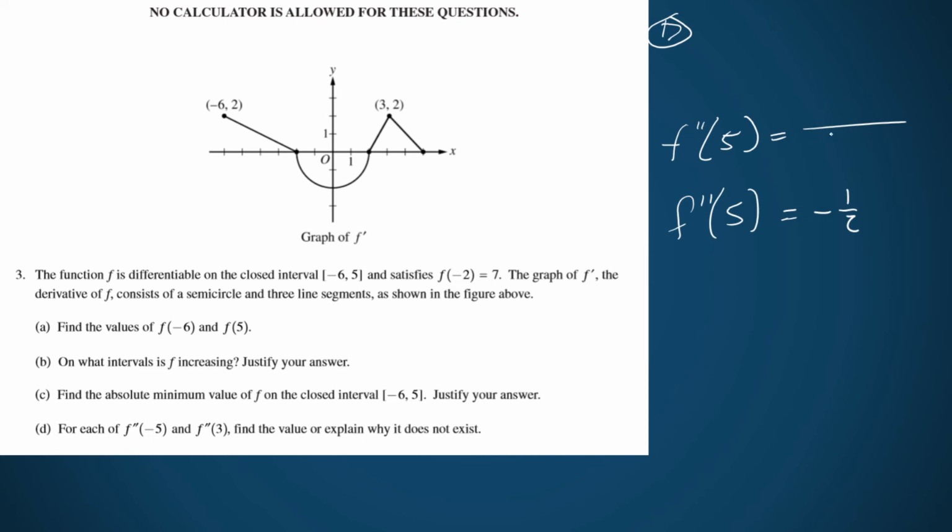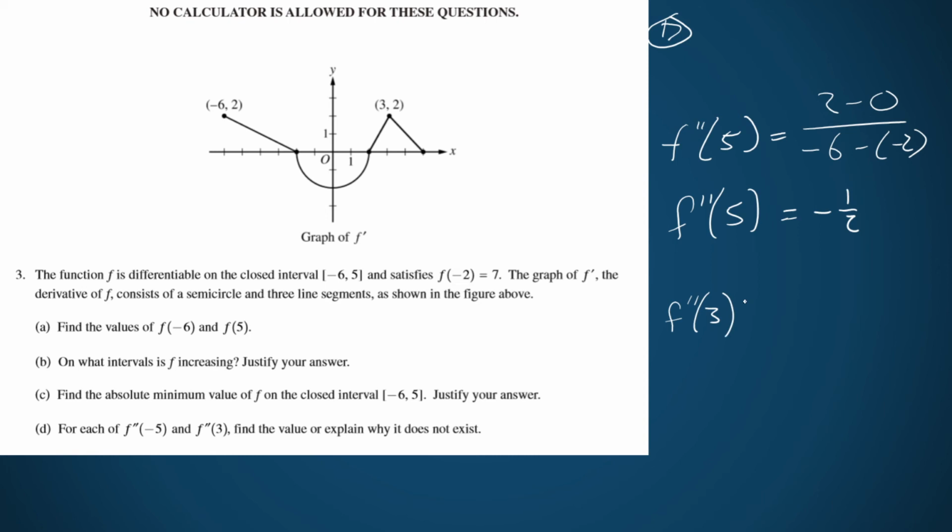This is a language difference, but you just gave me the denominator, right? Yeah. Okay. Denominator is negative 2 plus 6. Yep, and 2 minus 0. Okay, that works. So that's f prime of negative 5. So this one does exist. What about f prime of 3?